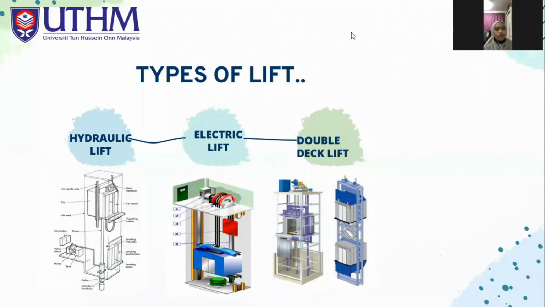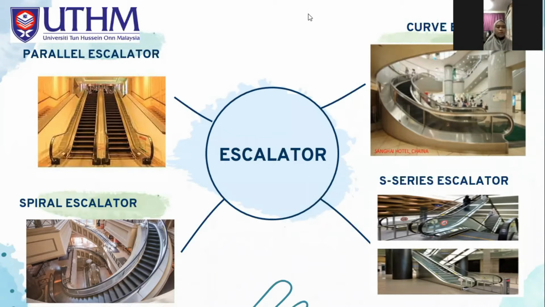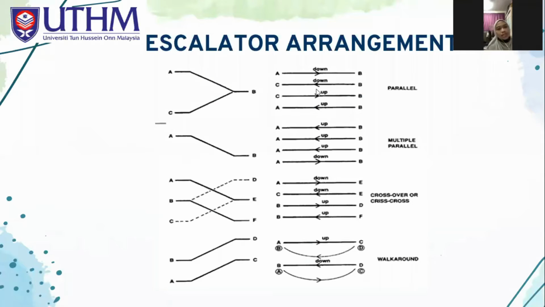Next is the types of lift. Number 1 is the hydraulic lift. Number 2 is electric lift. And lastly, double deck lift. This is the example of escalator. Number 1 is parallel escalator. Number 2 is curved escalator. Number 3 is spiral escalator. And lastly is S-series escalator. This is the escalator arrangement.